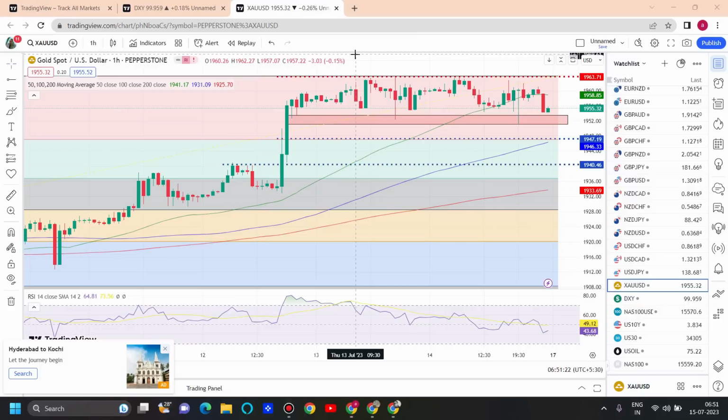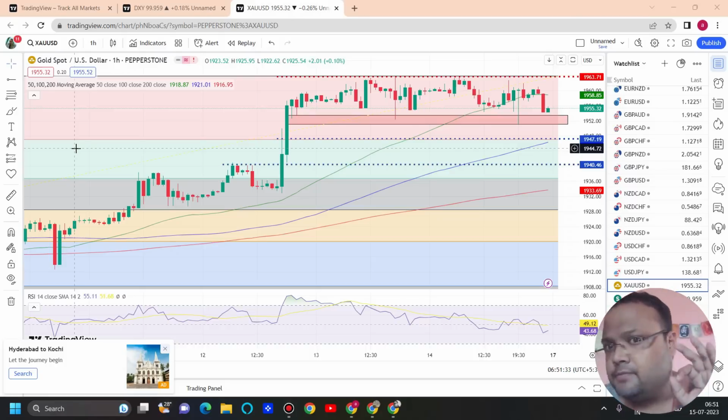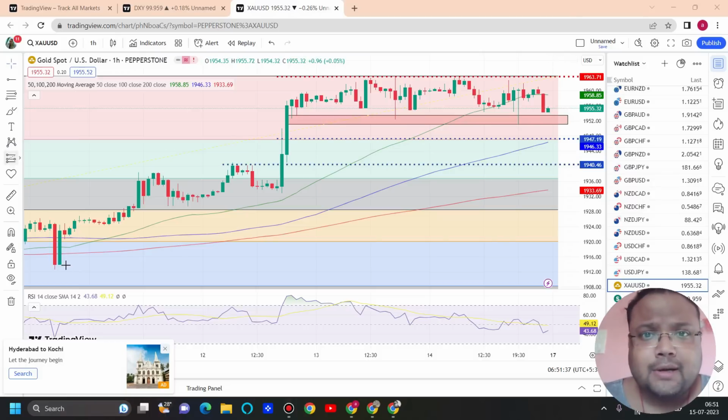So this is the 1 hour chart of gold USD in front of us, and sadly the chart of gold is not very clear, and as a result we do not have any strong or good levels on the chart as well. So let's discuss one by one.